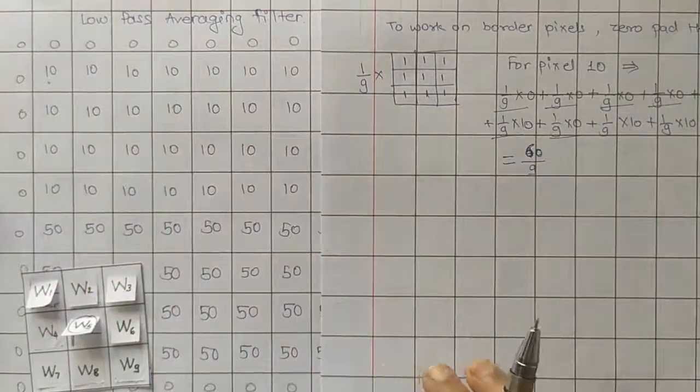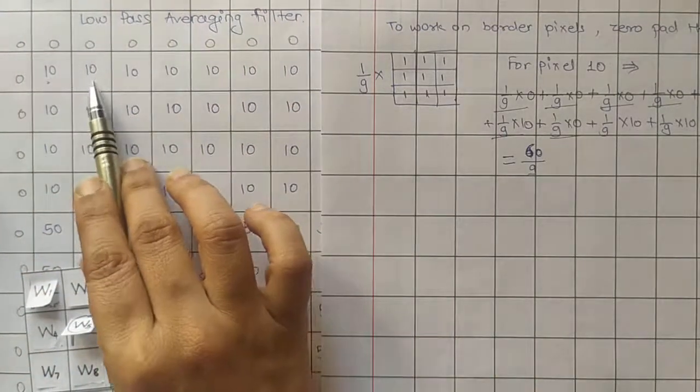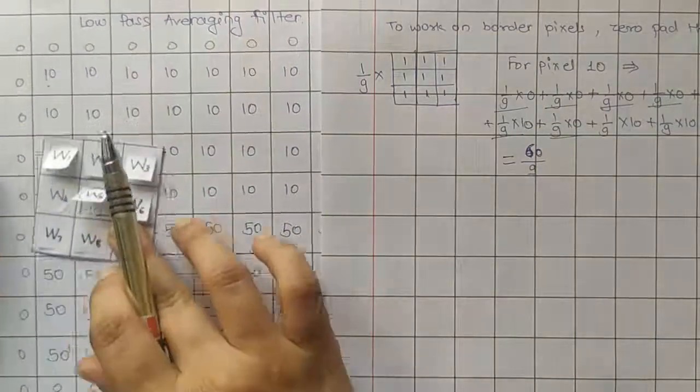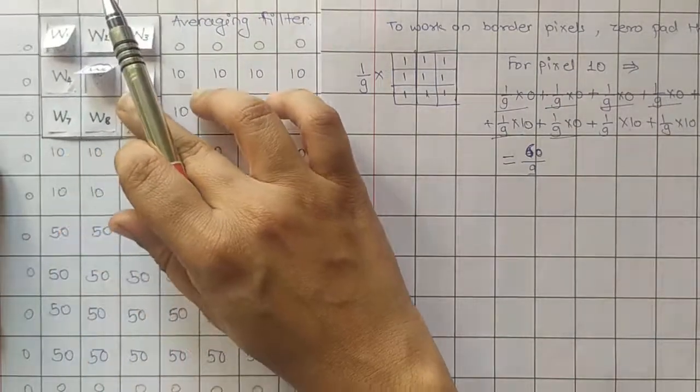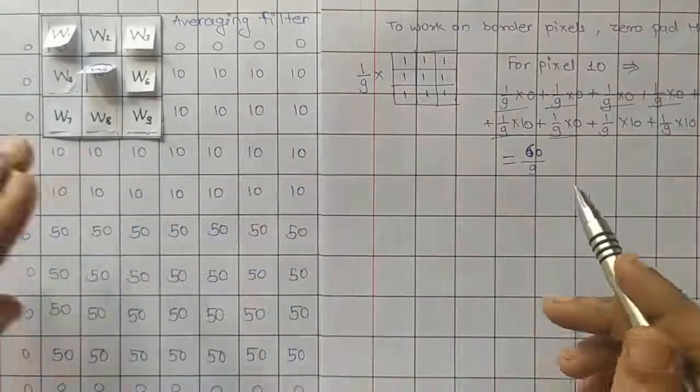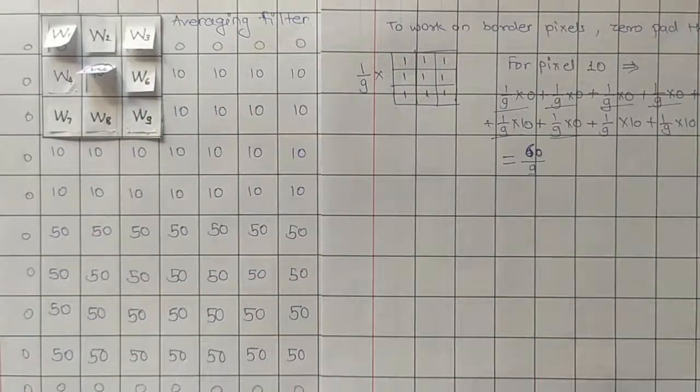Likewise we have to perform the rest. For the next one, we move our mask from the first position to the next position, and likewise do the processing for the averaging filtering. Now we'll solve one numerical based on this averaging filter.